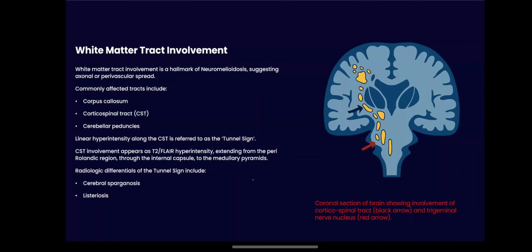Now, I would say take the tunnel sign with a pinch of salt, because I have seen a bunch of other organisms that do present with the tunnel sign as well, some of which I will be showing in the coming slides. But more often than not, the tunnel sign is associated with neuromelioidosis. So particularly with this organism, they tend to involve the corpus callosum, the corticospinal tracts, and as I showed, just spread along the CST in the cerebral peduncles as well.